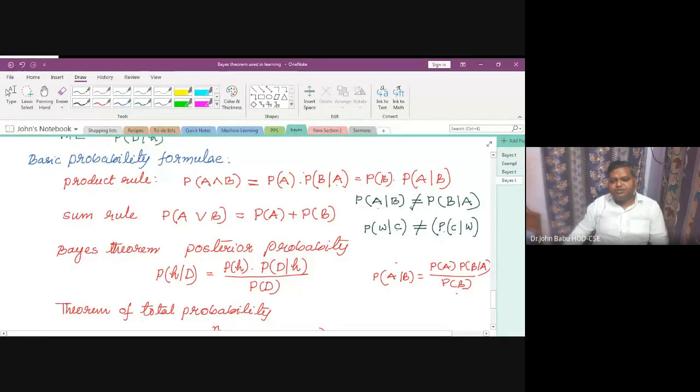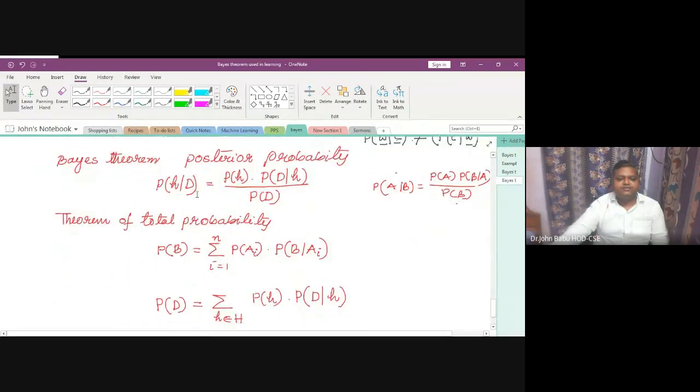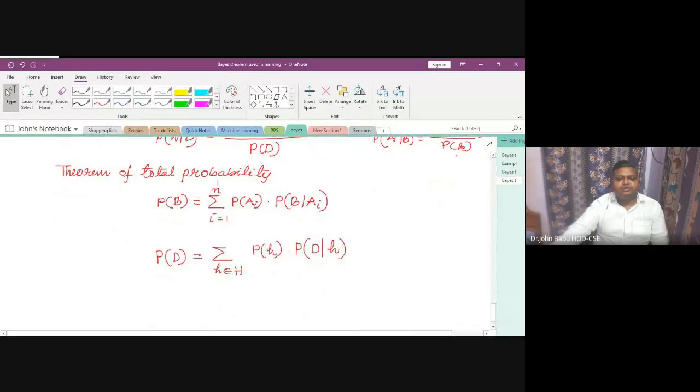Did you follow my argument? The probability of India winning a match, given that Kohli hits a century, is not same as the probability of Kohli hitting a century when India wins the match. These are different values. So we know Bayes' theorem, then the theorem of total probability.